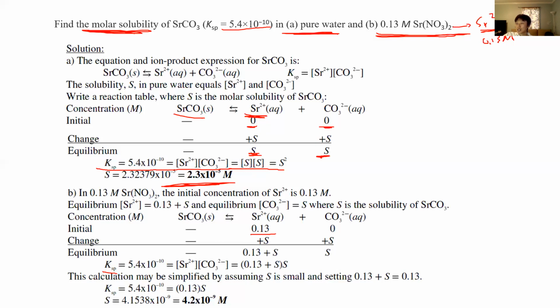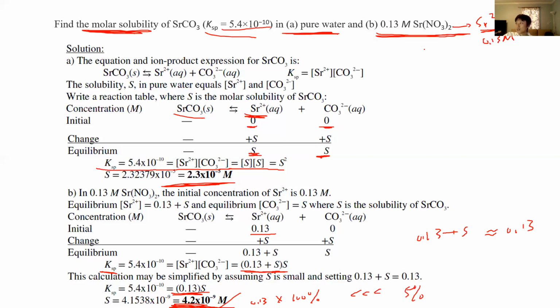So the Ksp expression becomes, instead of S squared, 0.13 plus S times S. In this case, because this Ksp value is small, we can assume that 0.13 plus S is approximately equal to 0.13. So you can simplify this equation into 0.13 times S. Then you can solve for S and get the result. And again, you have to divide this number by 0.13, times 100%, to justify, and it's going to be less than 5.